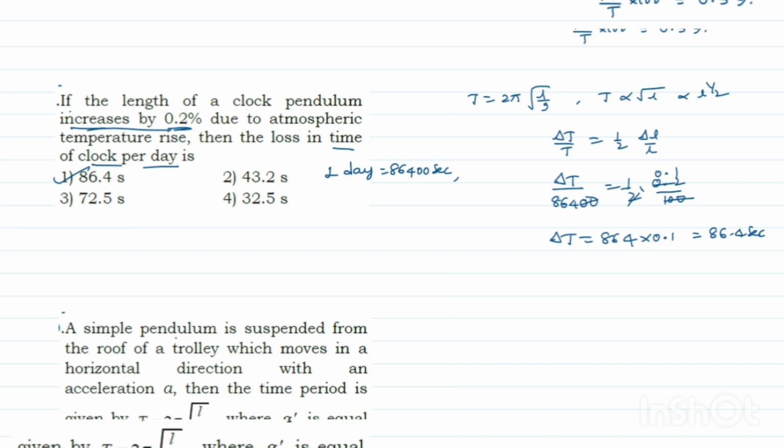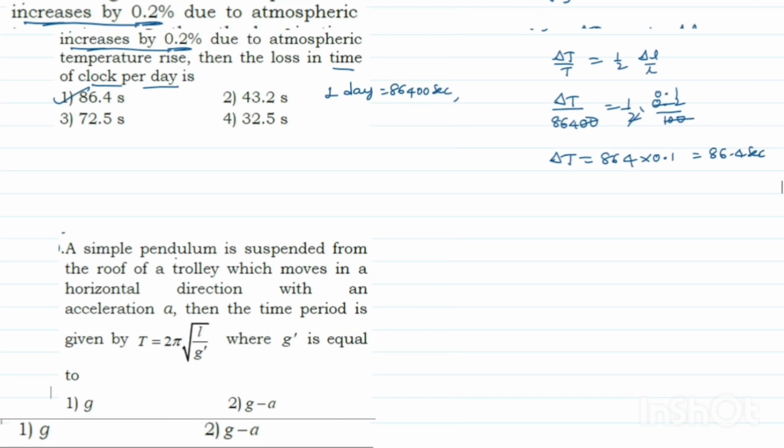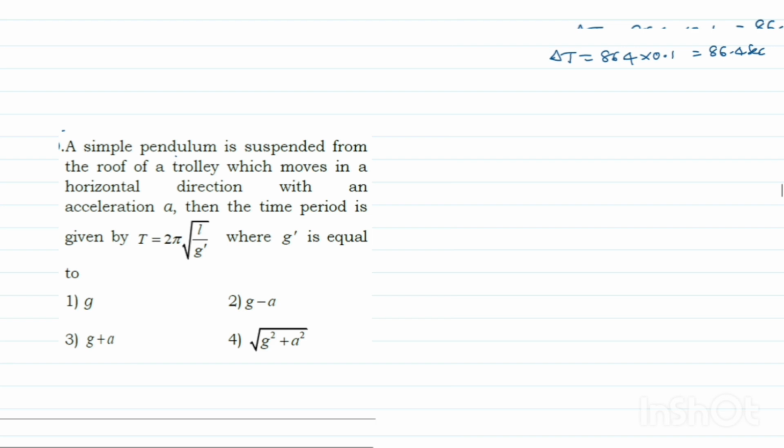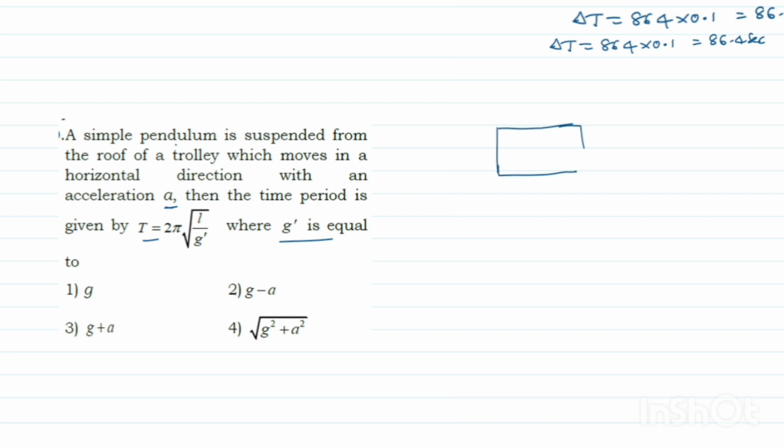Let us see the next question. The next question says a simple pendulum is suspended from the roof of a trolley which moves in a horizontal direction with an acceleration a. Then the time period is T equals 2 pi into root over L by g dash, then g dash is equal to. Here a trolley is going to be moving with an acceleration a.